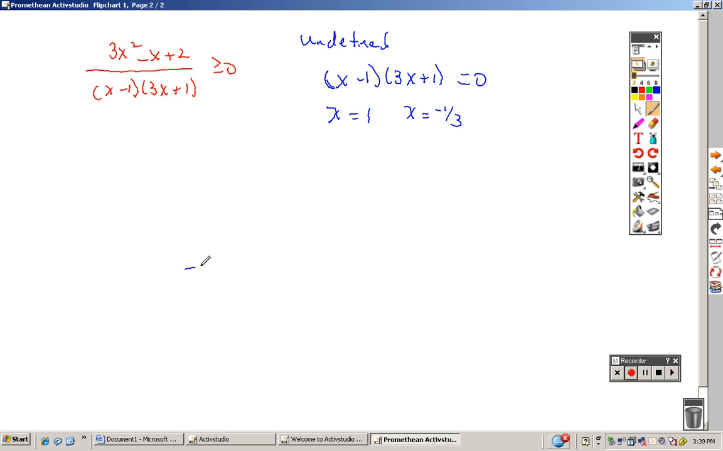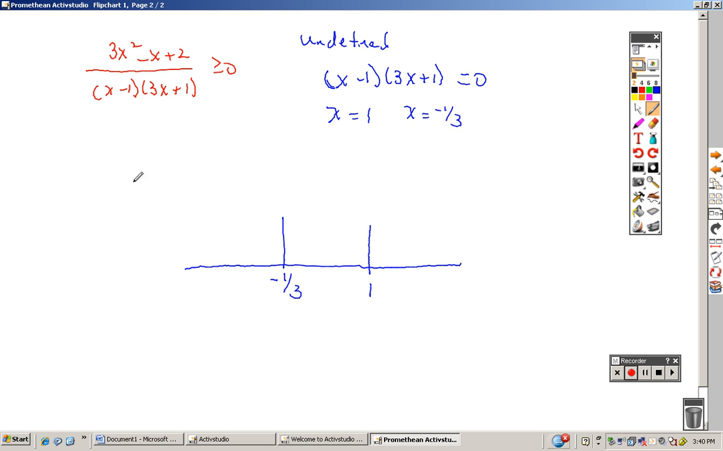So here's where we draw our number line. We're going to plot our numbers. Negative 1/3 would go first, followed by 1. And now we're essentially going to test our problem out. There are three sections of the number line. Those numbers that are less than negative 1/3, between negative 1/3 and 1, and greater than 1. I find it easier if I separate it.